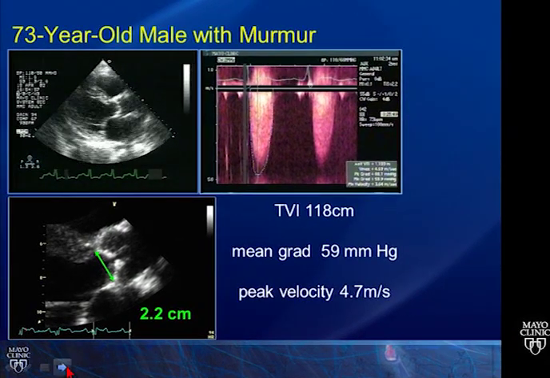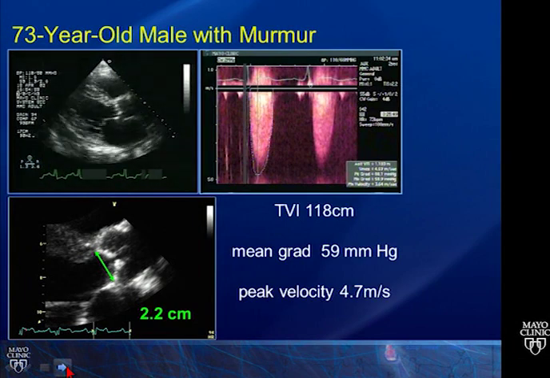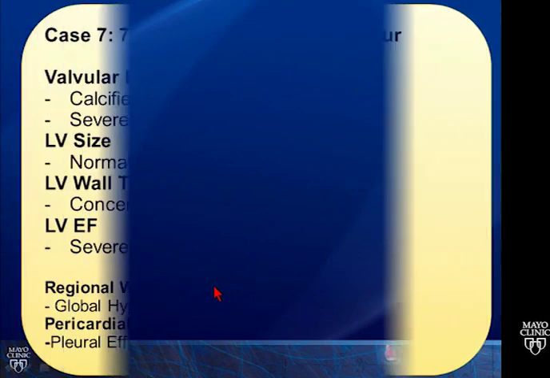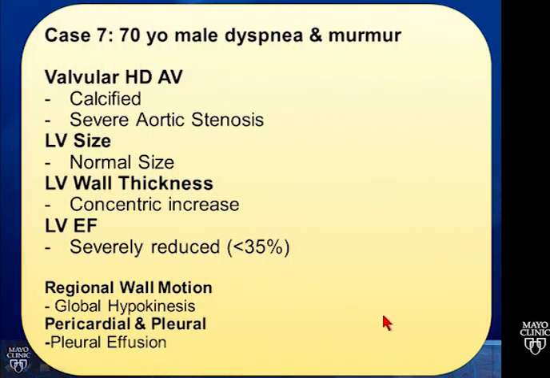All right. So with that one, we had a lot of things to think about. 70-year-old man with dyspnea and a murmur, I think we all could see that he had significant calcific aortic stenosis. So you'd go into your valve tab and you would code calcified aortic valve with severe aortic stenosis.